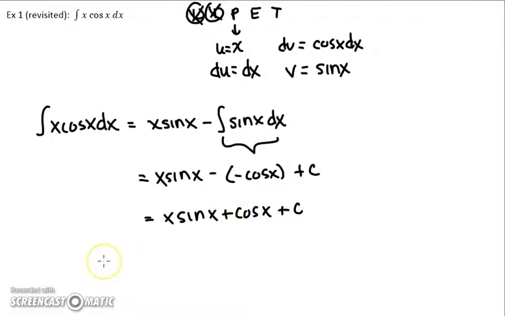So the antiderivative of x cosine x is going to be x sine of x plus cosine of x plus c. And if you wanted to check your answer, you could take the derivative. Just make sure you use your product rule here, and you should end up at x cosine of x. Let's look at another example, some things that might happen.